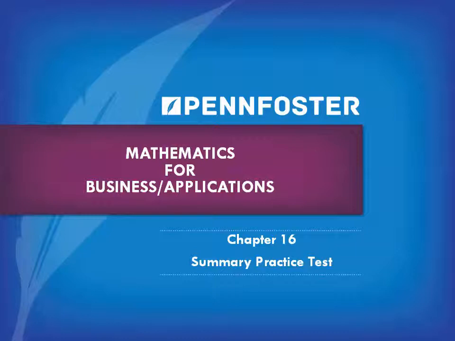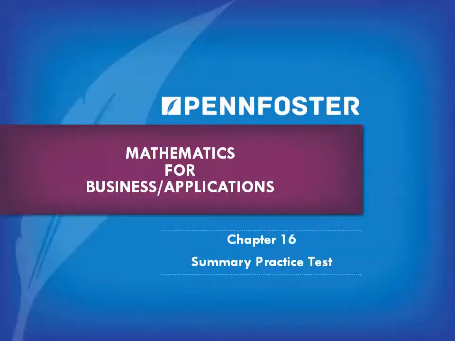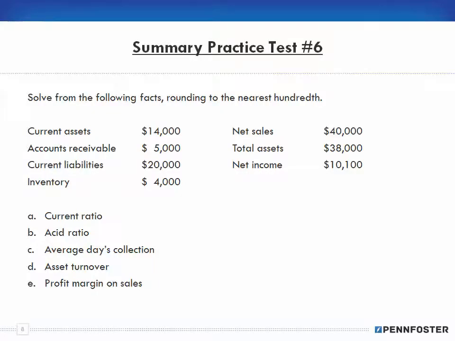And again, this chapter is, like I had said, a very, very dense chapter. So let's get down to number 6. Again, there's a lot going on here, so it'll take a whole video just for this question. It says, solve from the following facts, rounding to the nearest hundredth. These are our facts, and we are going to create these ratios.